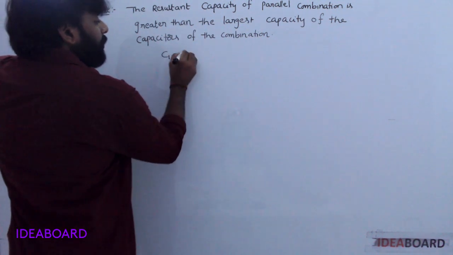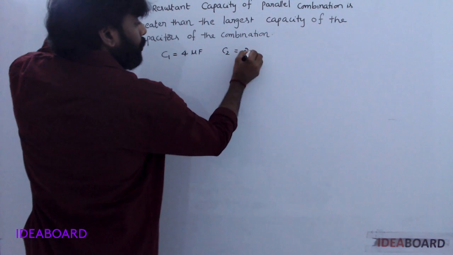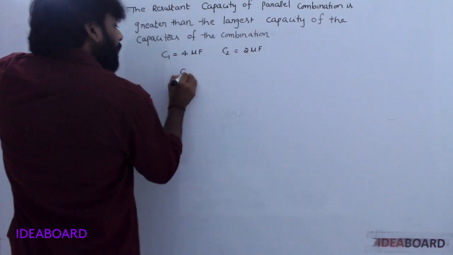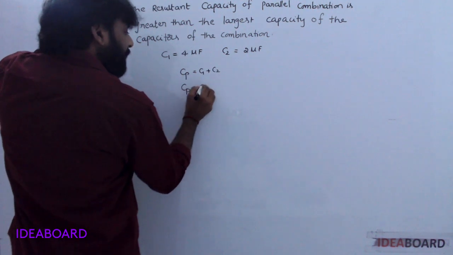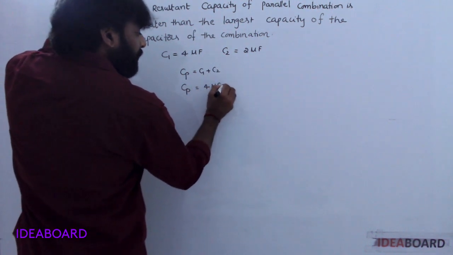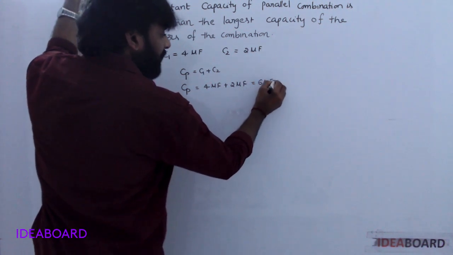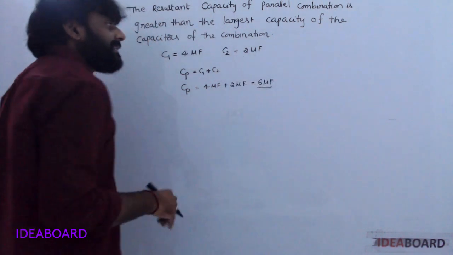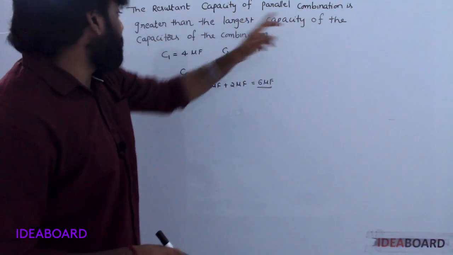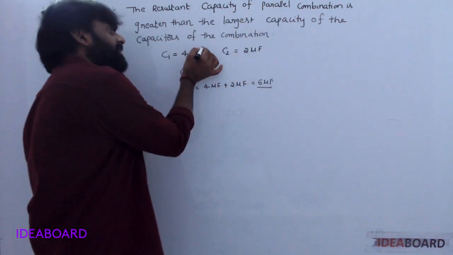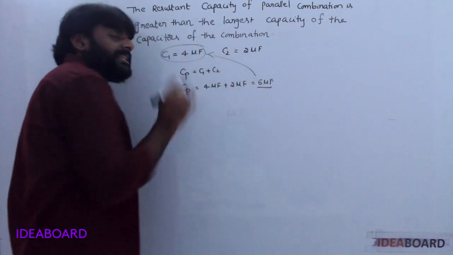That means, C1 is equal to 4 microfarad, C2 is equal to 2 microfarad. Now parallel combination, C1 plus C2, 4 microfarad plus 2 microfarad, this is 6 microfarad. That means the resultant is greater than the largest capacitance among the capacitors. Here the largest capacitance is 4, and the resultant is greater than this one.